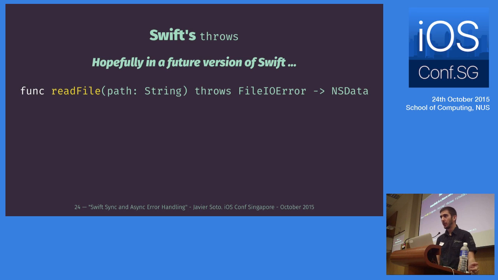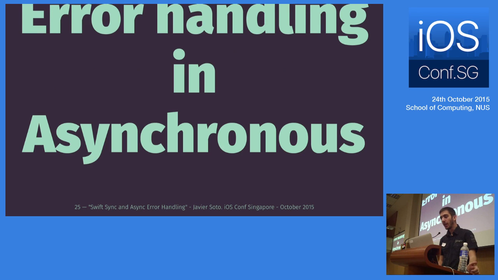So this is what I'm hoping for in a later version of Swift. If we could just say which type of error this function can throw, we get the nice syntax without the problems of not knowing what happened.